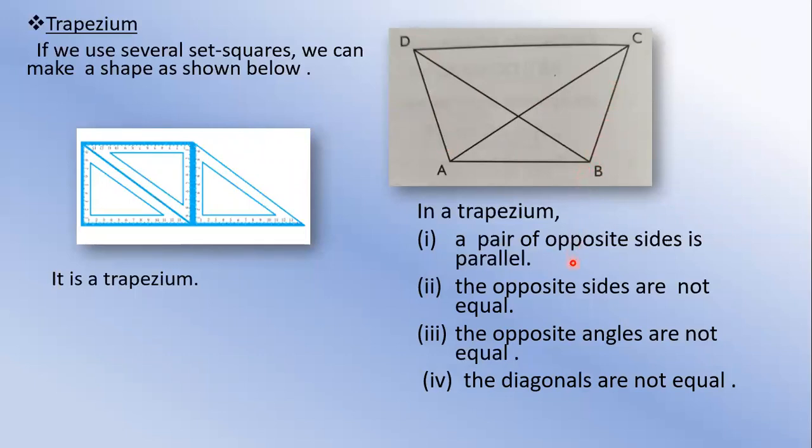And opposite sides are not equal. That is clearly seen from the figure. See, AB is a shorter side and CD is a longer side. So opposite sides are not equal. Opposite angles are not equal. Diagonals are not equal. So a trapezium has totally different properties than the previous quadrilaterals I explained. Here only one pair of opposite sides is parallel, opposite sides are not equal, opposite angles are not equal, diagonals are not equal. Now we will discuss the questions given in the exercise.